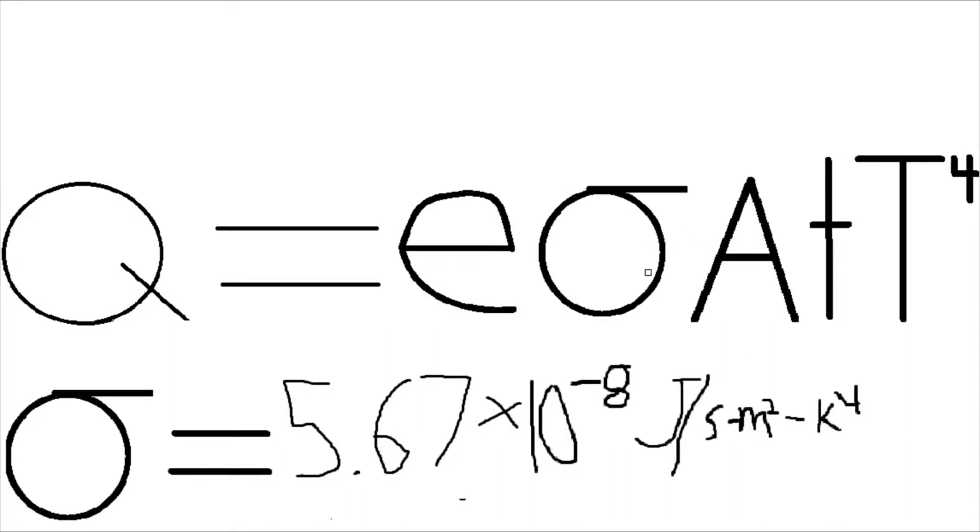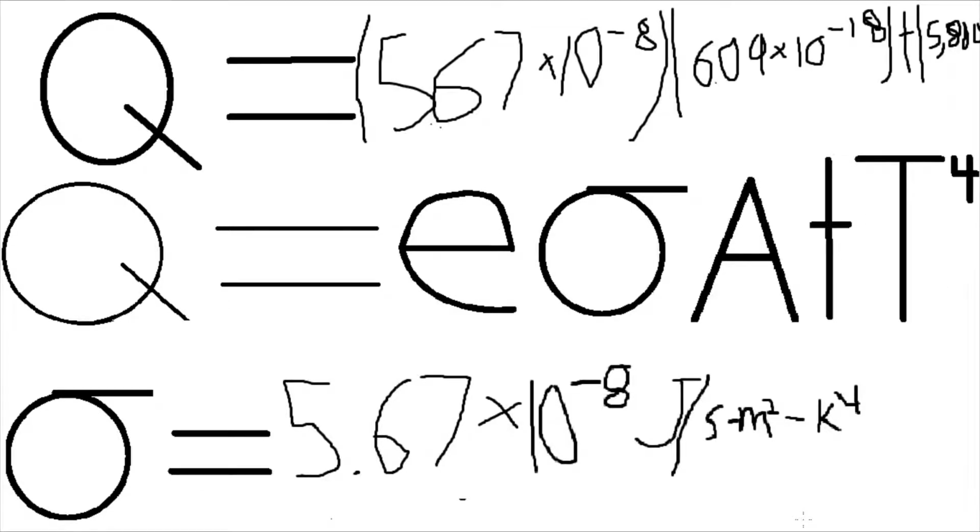So let's get back to the equation about the heat. You multiply it by the surface area of the object times the amount of time that has gone by, and then you multiply it by the temperature in Kelvin to the 4th power.